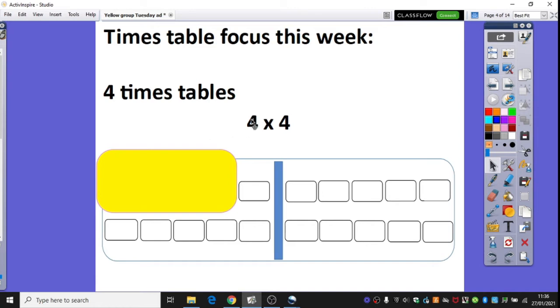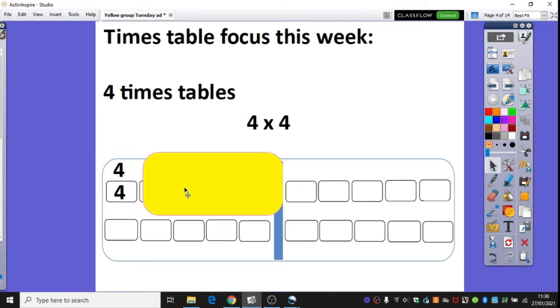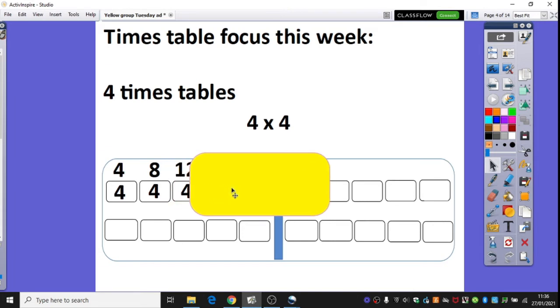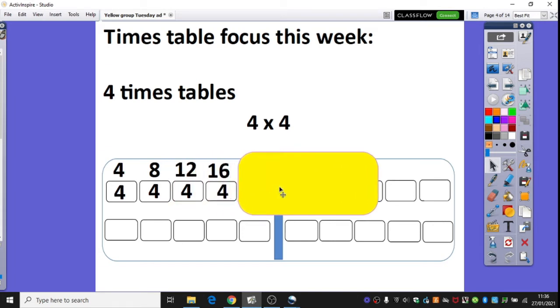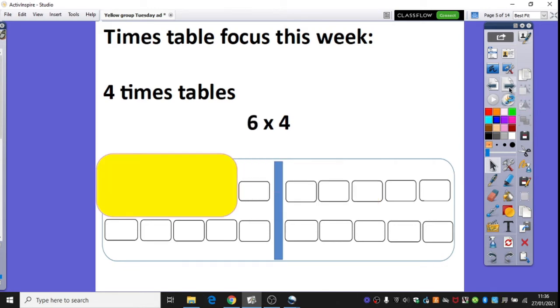So we're going to begin actually with 4 times 4. So we're going to take our number 4, and we know that when we double 4, it gives us 8. And then if we double 8, that's going to give us 16. So 4 times 4 is 16. So you've got 2 lots of 4, double it to give us 4 lots of 4, which is 16.